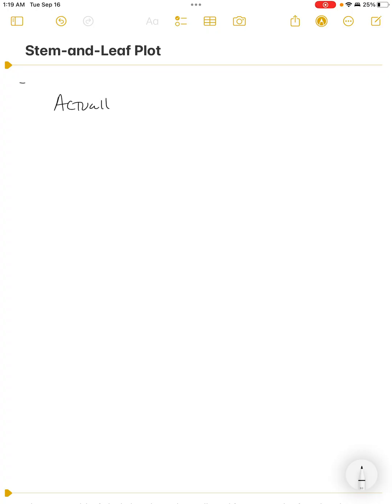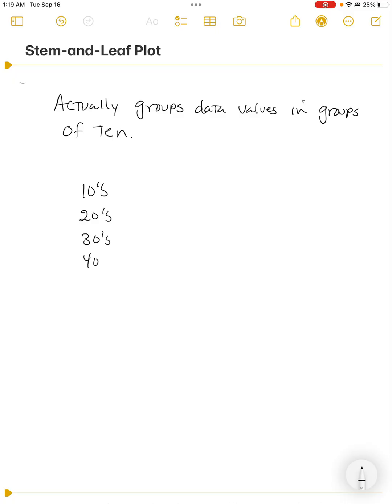The stem and leaf plot actually groups data values in groups of 10. Now that is very generic. It could have a whole bunch of meanings. Here's what I mean. We're going to group it in the 10s, the 20s, the 30s, the 40s, the 50s, the 60s, and so on.